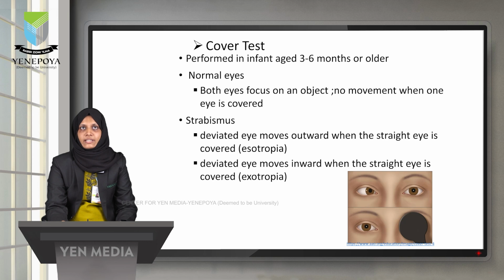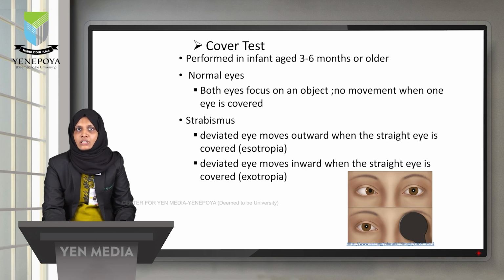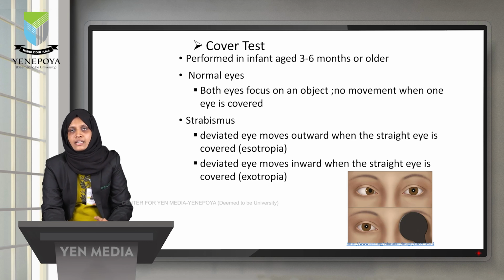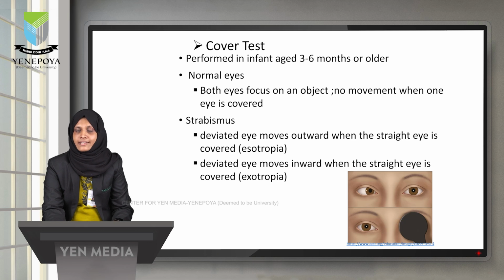So let's move into the cover test. The cover test is also performed in infants aged 3 to 6 months or older. In a normal eye, both eyes are focused on an object, with no movement when one eye is covered. It is shown in the figure. In the second figure, we can clearly see that when one eye is occluded, the other eye has no movement. The other eye is still focusing on the object, which means it is a normal eye or normal vision. There is no strabismus present.